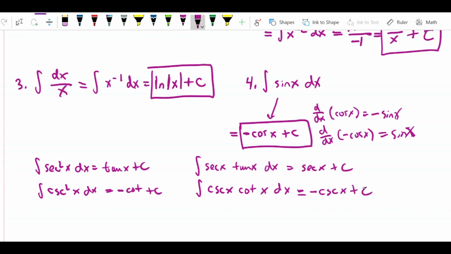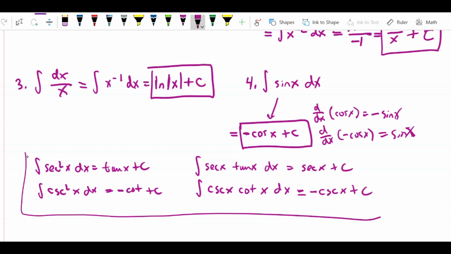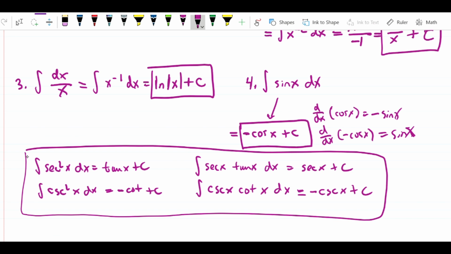And this is just how all the trig functions work, just because of what we know about the derivatives. We know that secant squared is the derivative of tangent. We know that negative cosecant squared is the derivative of cotangent. So that's why the minus sign appears in front of the cotangent when we find the antiderivative of cosecant squared.